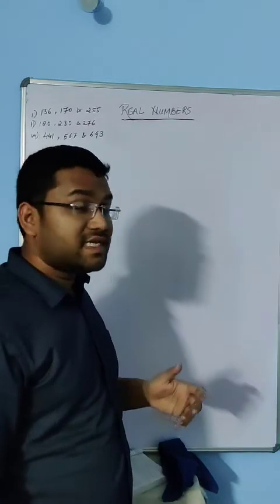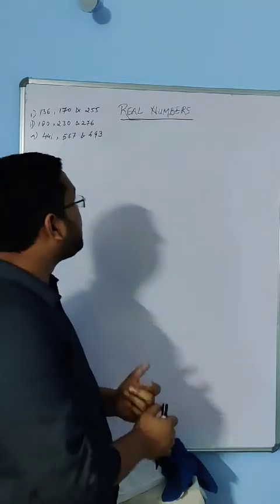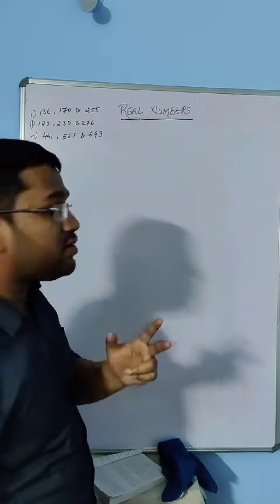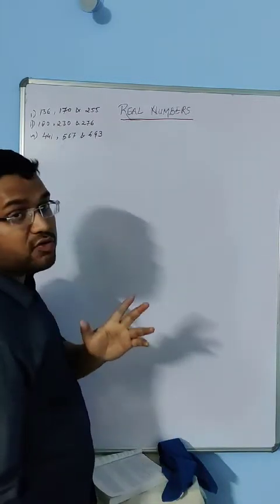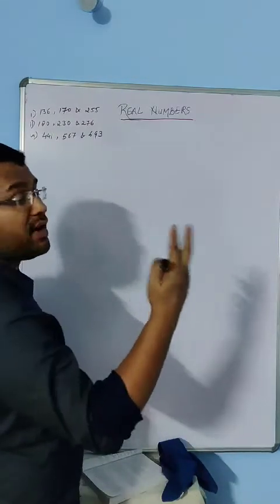Okay, so students, now we'll be starting with the second class today. We are done with how to find the HCF of two numbers with the help of Euclid's division lemma. Now we'll be discussing how to find the HCF of three numbers with the help of Euclid's division lemma.